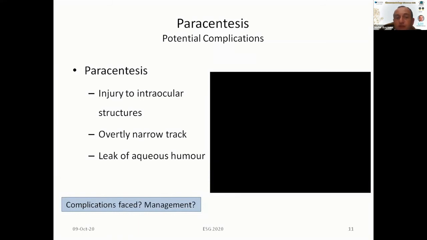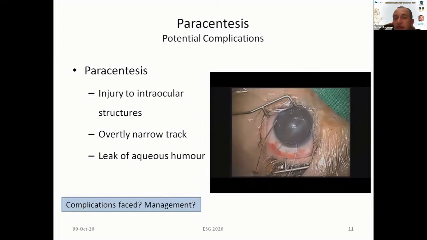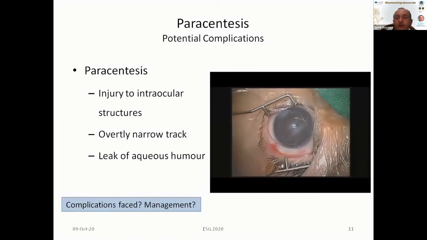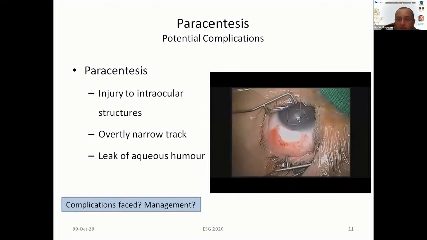The tract may be overtly narrow, or there may be leak of aqueous humor, as in this video. As you can see, the anterior chamber is continuously losing, the eye is continuously getting soft, so that the surgeon cannot even dissect a scleral flap, and the surgeon is repeatedly forming the anterior chamber through injection into the anterior chamber all the time in order to be able to continue the surgery.